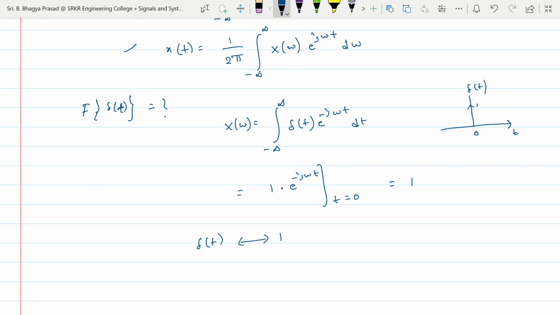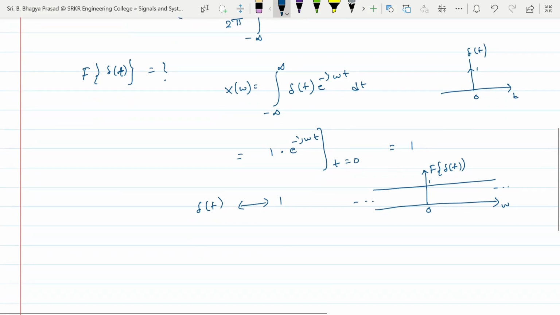This indicates, in the frequency domain, where the horizontal axis is omega, the frequency content, that the Fourier transform of delta t is 1. This means it covers every frequency content. For all omega values, the frequency content is 1. So the impulse function Fourier transform is 1. This indicates it consists of each and every frequency component with strength 1.